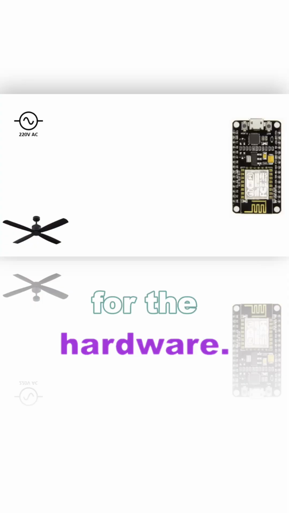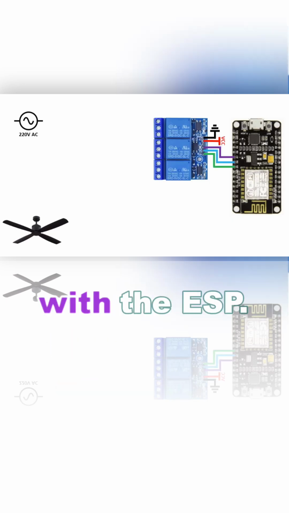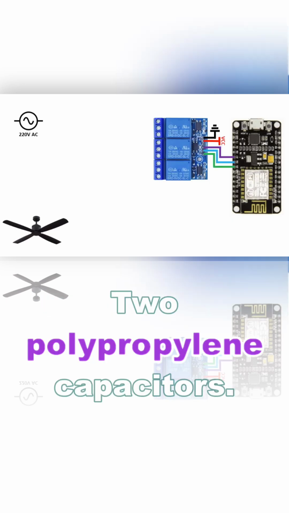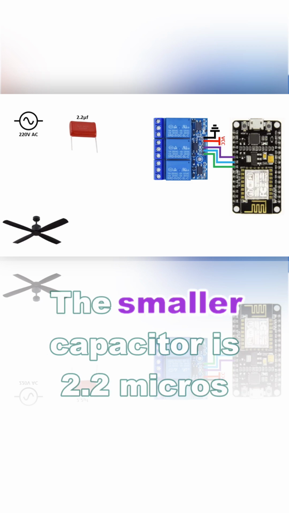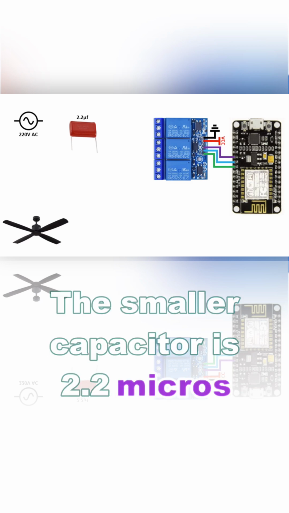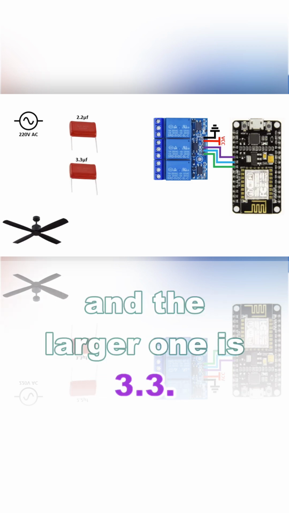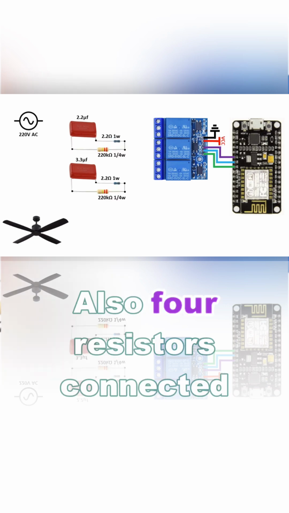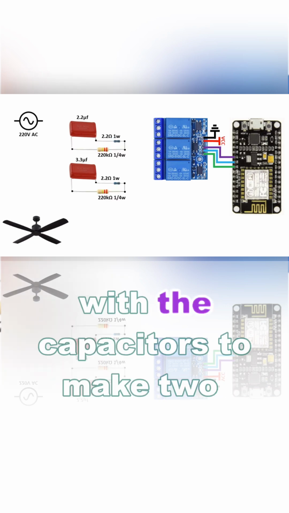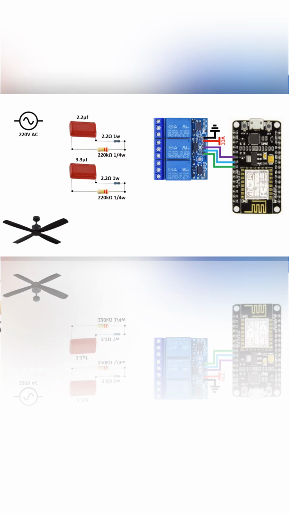For the hardware, we need 3 relays connected with the ESP. 2 polypropylene capacitors. The smaller capacitor is 2.2 micro, and the larger one is 3.3. Also 4 resistors, connected with the capacitors to make 2 RC circuits.